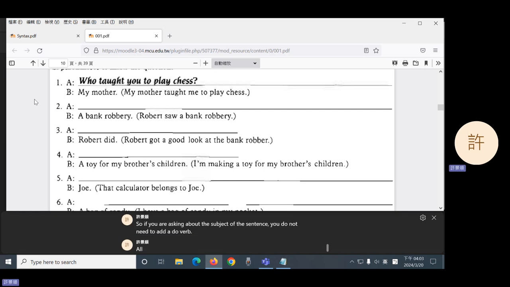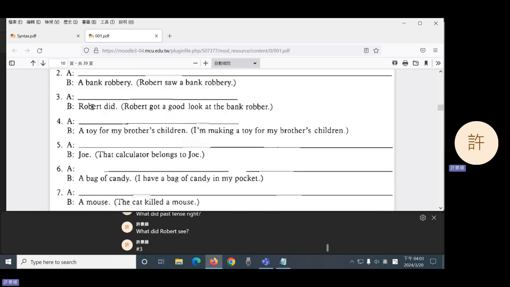All right, let's check your answers. Number two, a bank robbery. So it should start with what? It's in the object position, so you need a do verb. What did, past tense, right? What did Robert see?